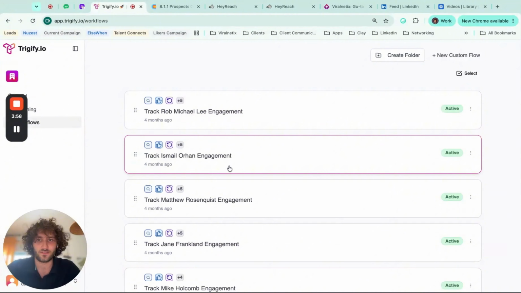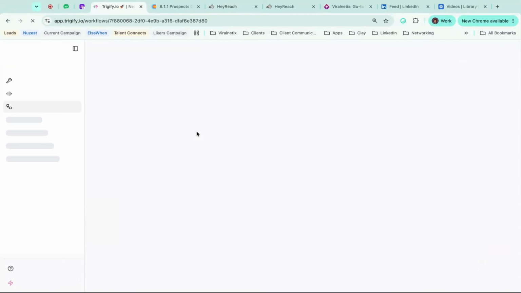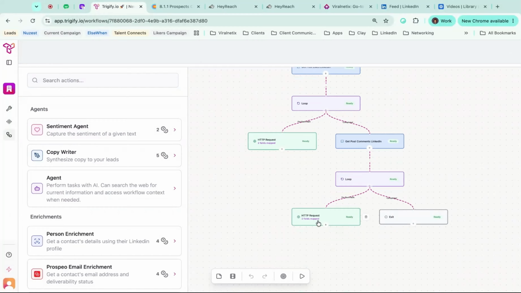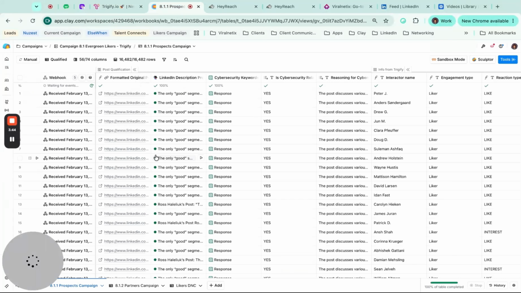So here we have different workflows where we track each post that goes here, and we get every single like on that post and every single comment on that post. That is then sent with an HTTP to Clay, and in Clay we do the qualification and the personalization.